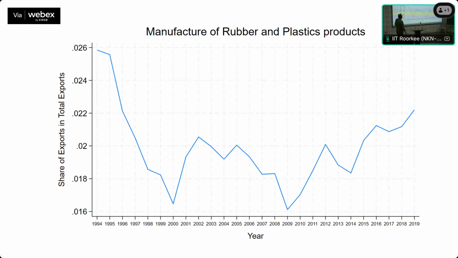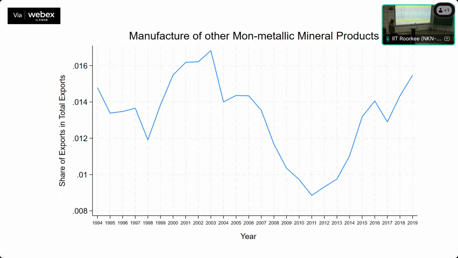Rubber and plastics, I don't know much. And this is going nowhere. It's going up, going down, going up, going down, and this doesn't give much. It's not very important as well, I guess. India started at 2.6%, now it has dropped to 2.2%. Not much change, but there's a huge drop during the liberalization period in terms of exports.